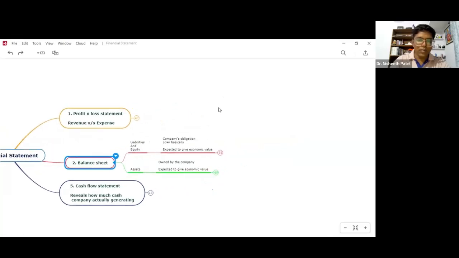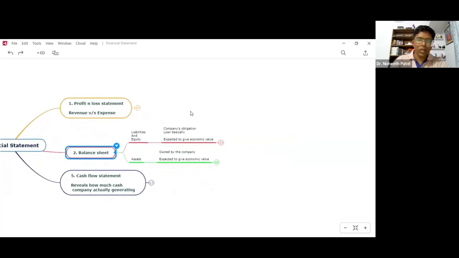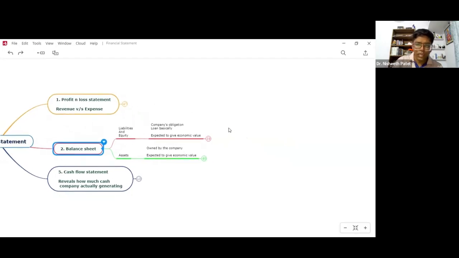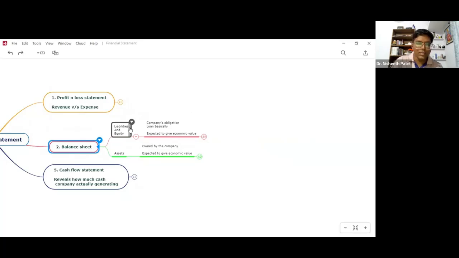Now, coming on the balance sheet side. On balance sheet side, we have seen that there are two segments, liabilities and the equity segment and the asset segment. So one principle of this balance sheet is that asset is always equal to the liabilities. Both sides, the asset and the liability, should be equal at the end of the computation and the calculation. Now, what is liabilities?